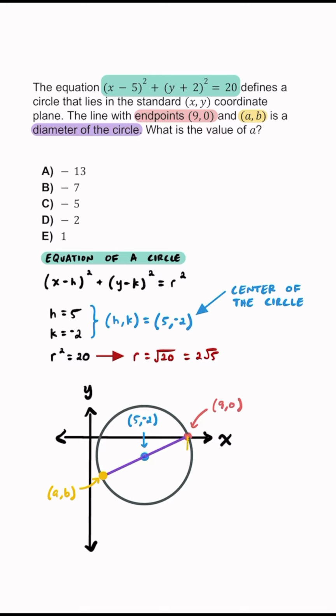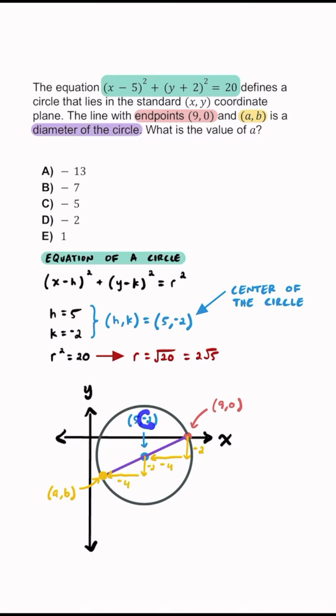So to get from the one endpoint we know to the center, we know we're going to move down 2 units, and we're also going to be moving 4 units to the left. So that must mean that the other endpoint from the center must be also down 2 units, and then 4 units to the left to keep that same ratio.